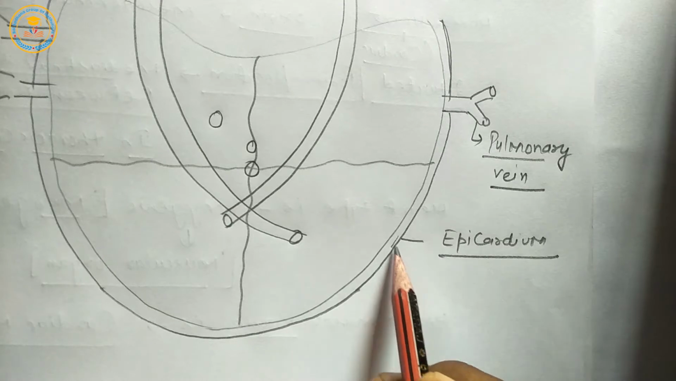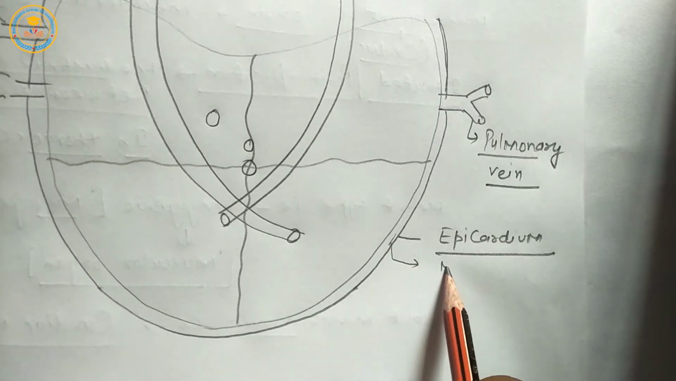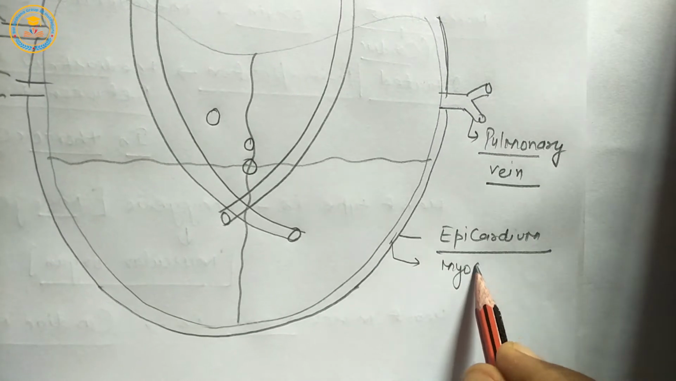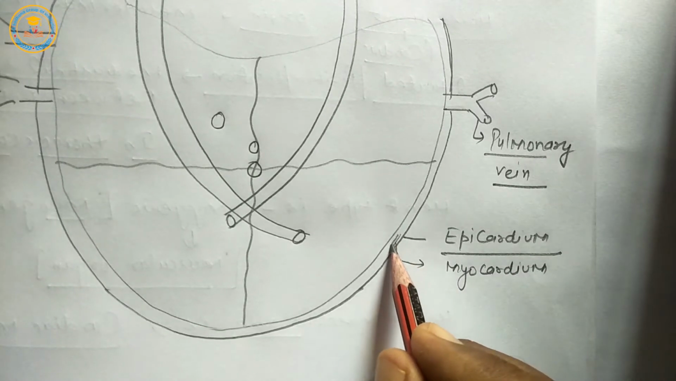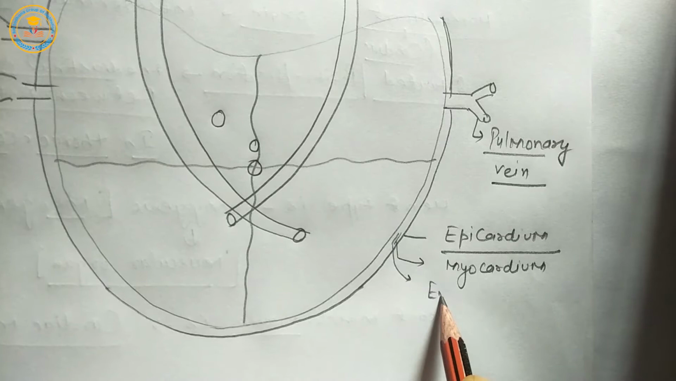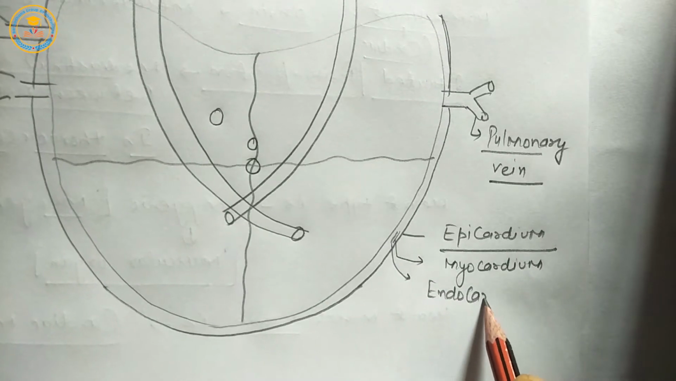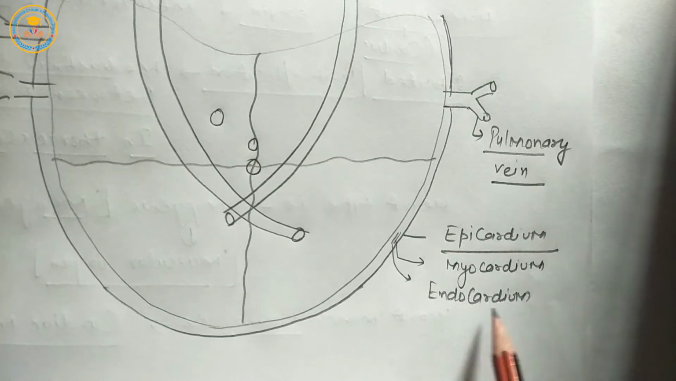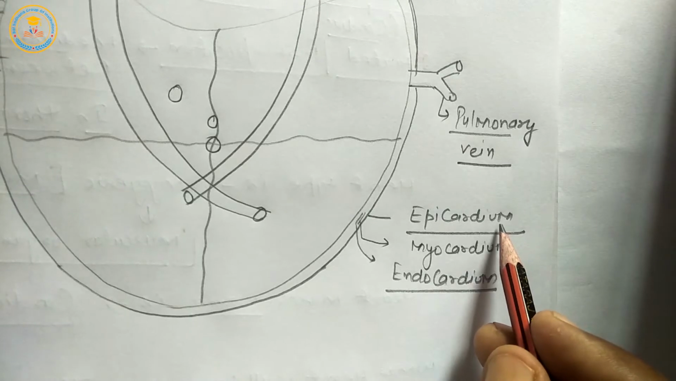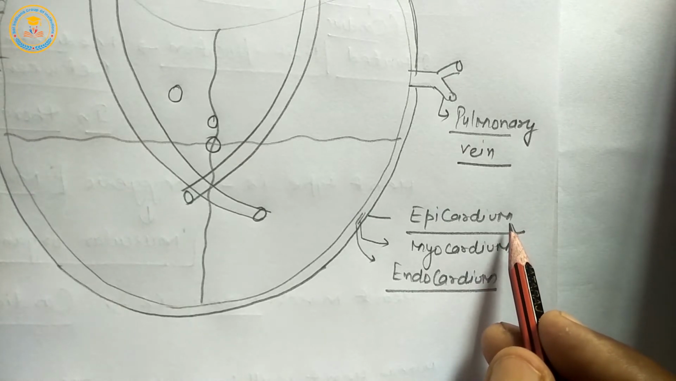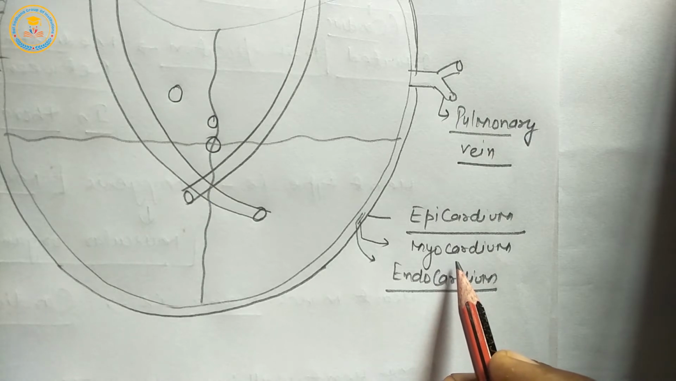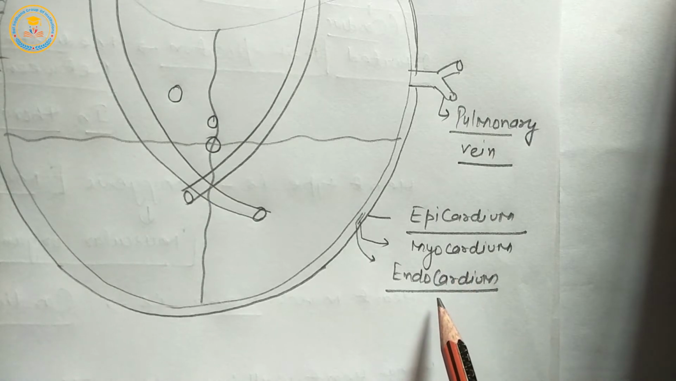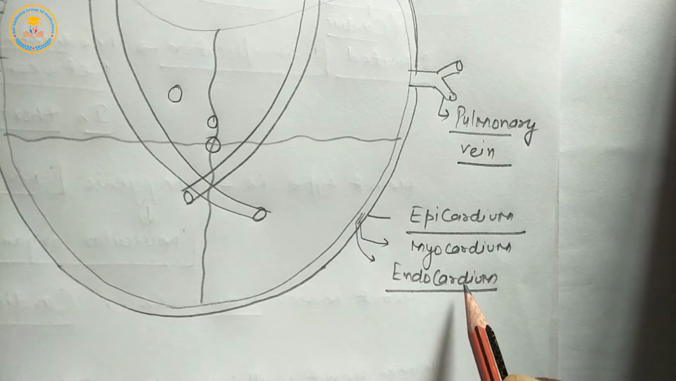Next is myocardium, it is the middlemost layer. And next is endocardium, it is the innermost layer. The outermost layer is made by fibrous tissue. The middlemost layer is made by cardiac muscles, and the innermost layer is made by flexible tissues.